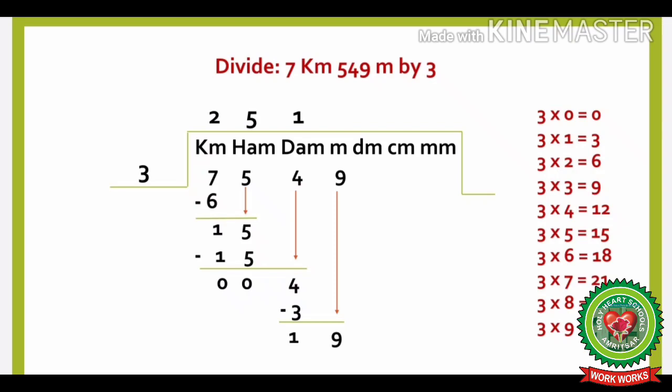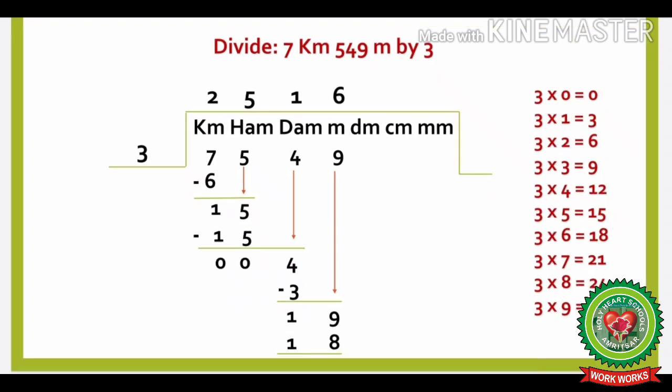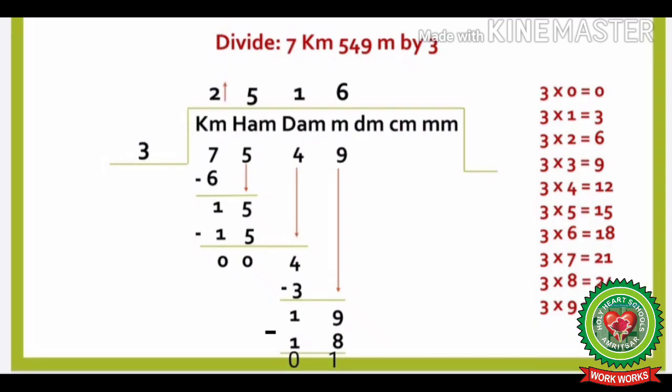Now we will bring down the next digit, that is 9. Now the number has become 19. Let us see, does 19 come in the table of 3? No, 19 does not come in the table of 3. So we will take 3 6s are 18. So 6 we will write just above meter and 18 we will write just below 19. Now let us subtract the number. 9 minus 8 is 1 and 1 minus 1 is 0.